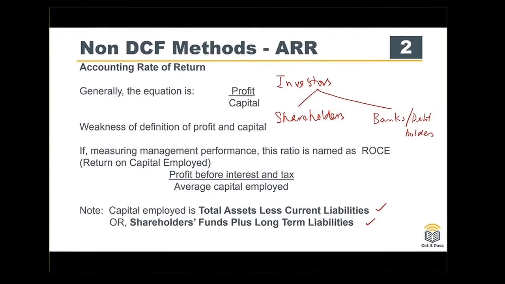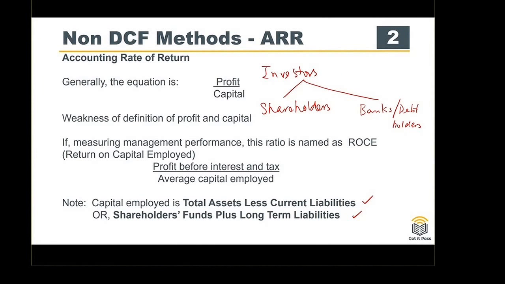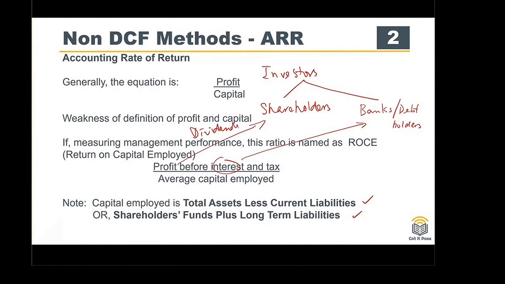Let me explain in a bit more detail. If you remember, the profit figure here is the profit before interest and tax. So it's the money that we will give out to two parties. The first part is the interest, to the bank or the debt holders. The next part is the profit after interest. If there is any residual after paying the interest to the debt holders or banks and paying tax, the residual will be paid as dividends to shareholders. So two parts: interest paid to the banks and debt holders, and dividends paid to shareholders.